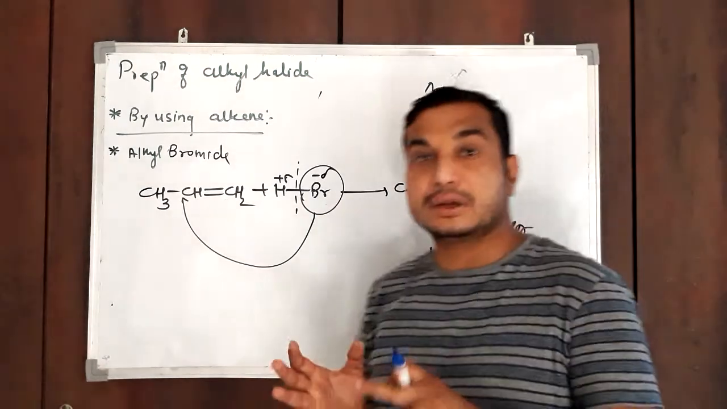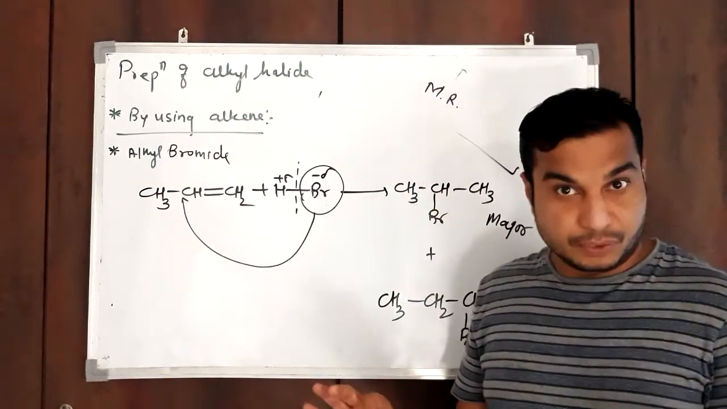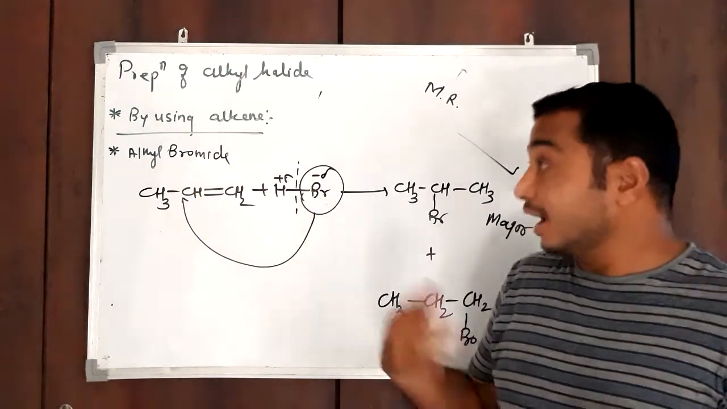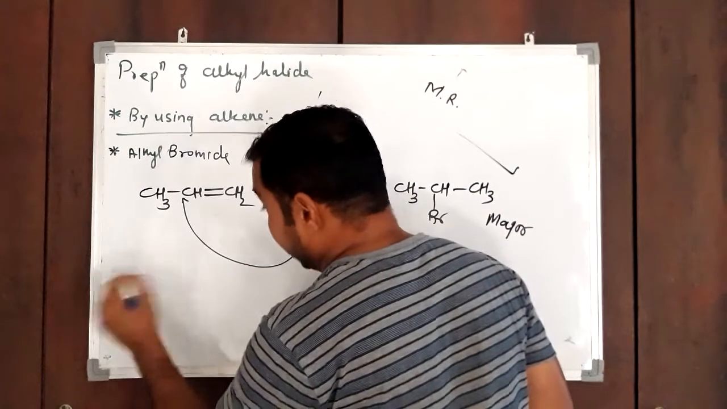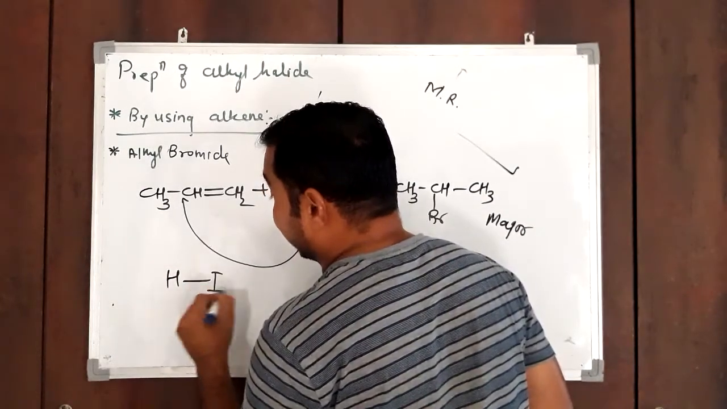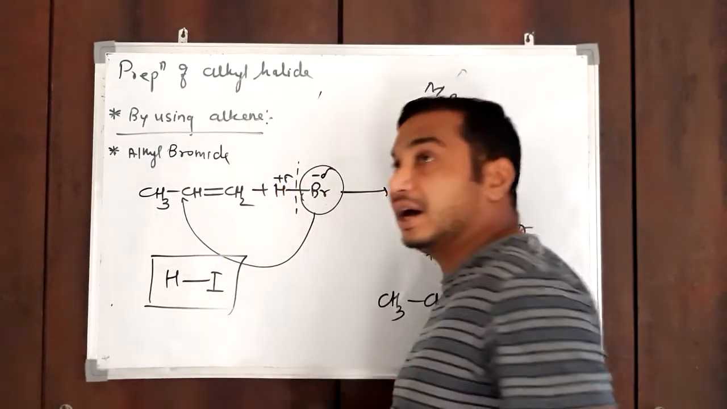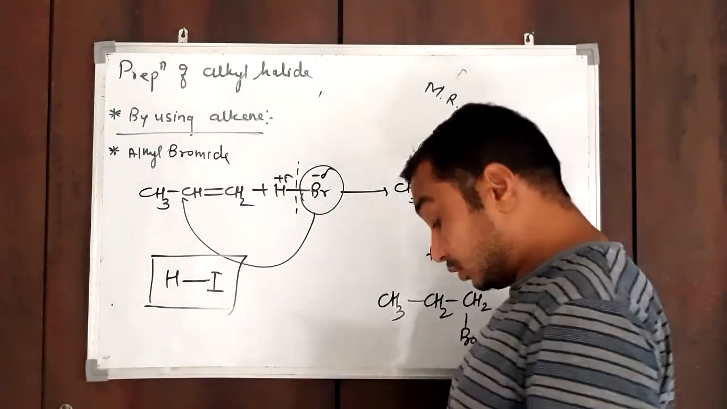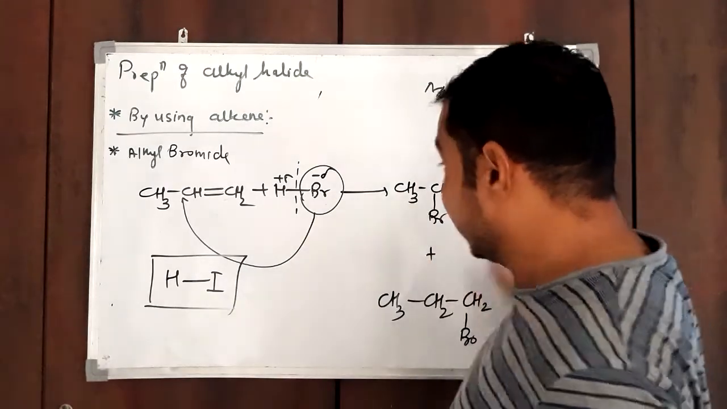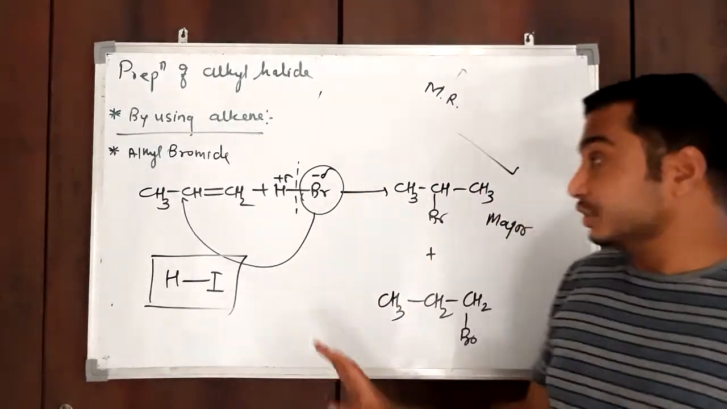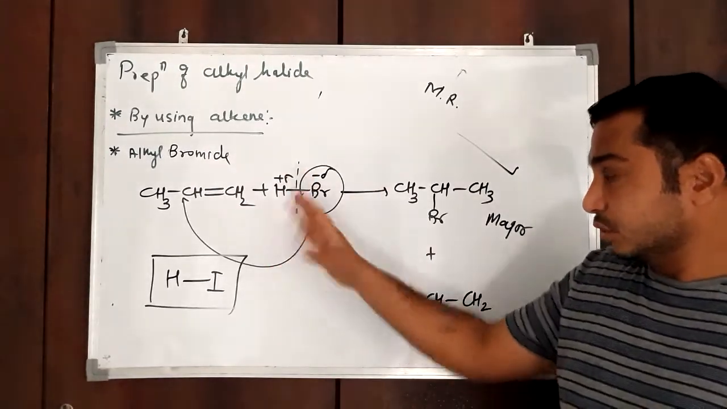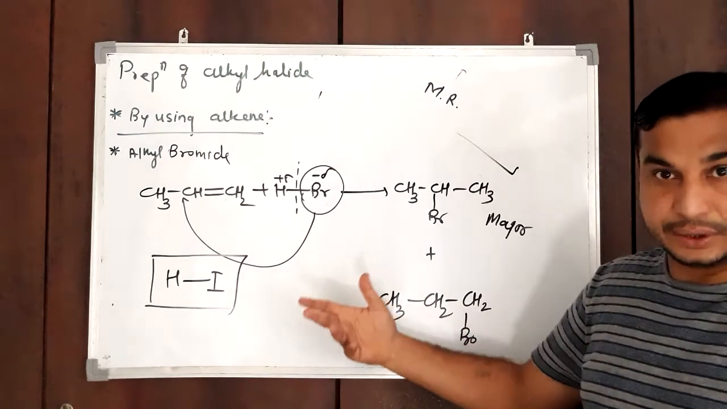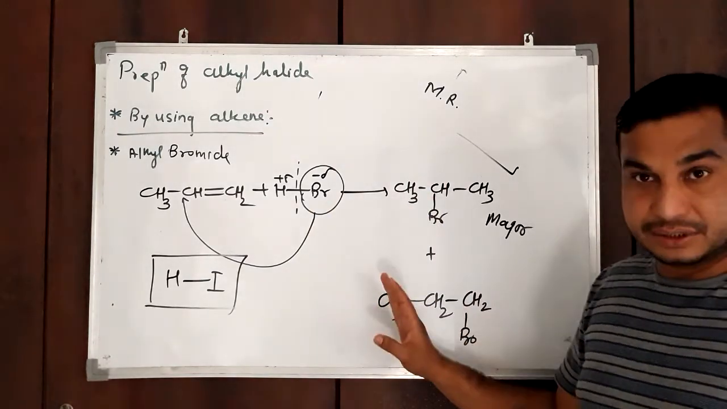If you want to prepare alkyl chloride, then we have to use HCl as the reagent. If you want to prepare alkyl bromide, then HBr. And if you want to prepare alkyl iodide, then we have to use HI. Same reaction, just by changing HBr, HCl and HI, we get different alkyl halides. Now, in this reaction, we have not taken any catalyst. Only the alkene reacts with HBr, HCl or HI. No reagent, no catalyst.